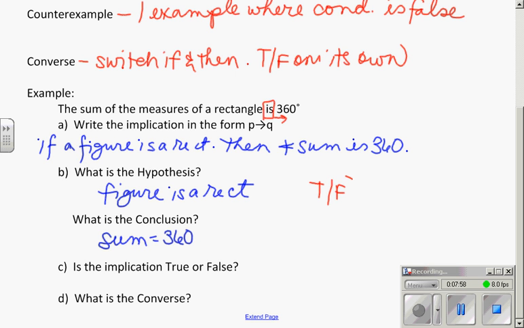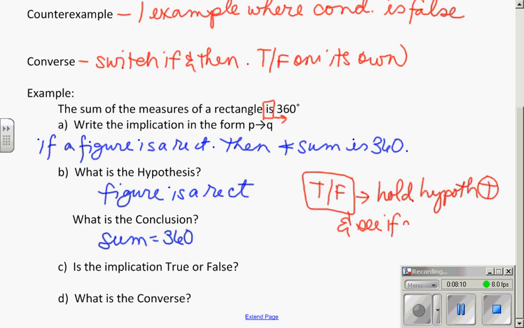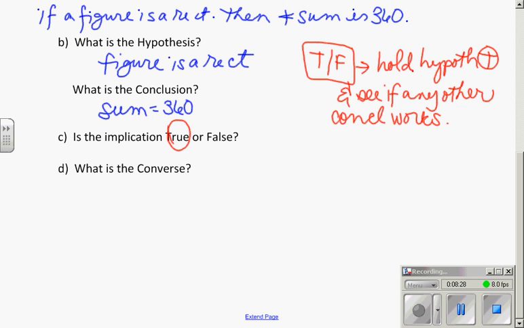Now, is this true or false? So to decide true or false, you hold the hypothesis true and see if any other conclusion works. So if I have a rectangle, can I have any other sum except 360? No. So that one's true.